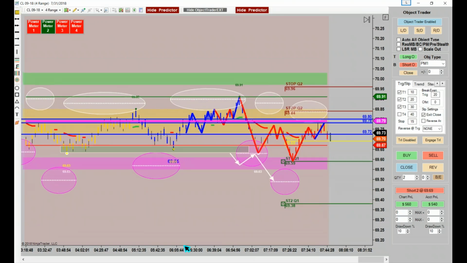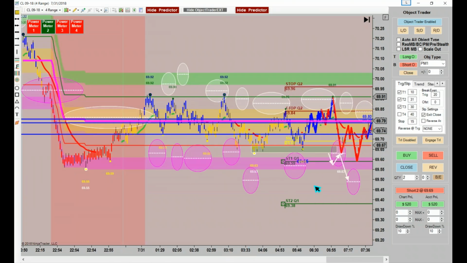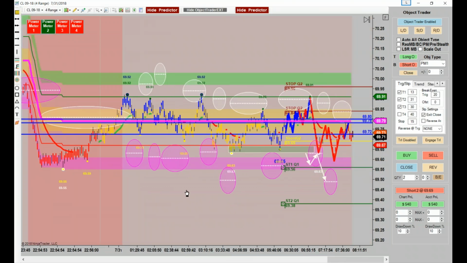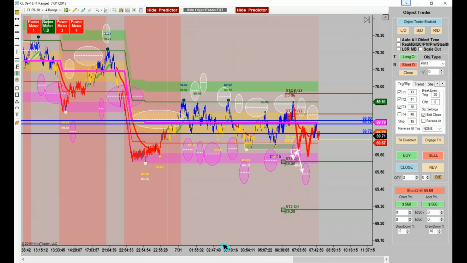Now we've already checked these lows. Notice that we checked them. We haven't checked this one right here. So I'd put one target right in that area, and then I'd probably run a runner and just let it go.